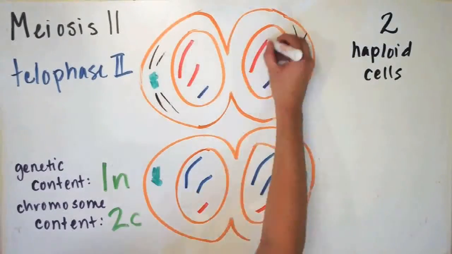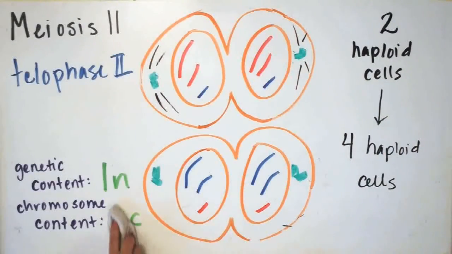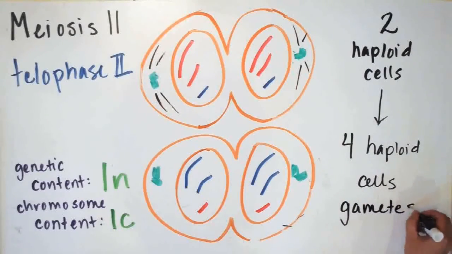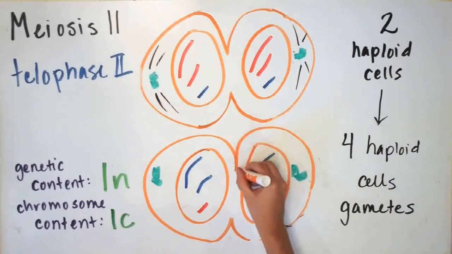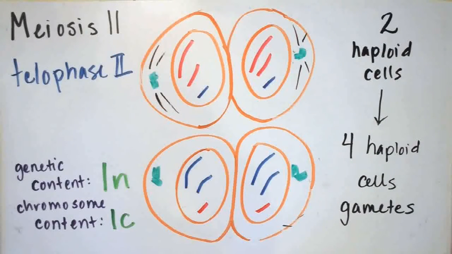The genetic content is still 1N. As shown here, each cell now has 3 chromosomes, and the chromosome content is now 1C. The haploid cells produced by meiosis are called gametes. Over the course of meiosis, 4 haploid cells were produced from 1 diploid cell that went through 1 round of DNA synthesis, followed by 2 rounds of division.